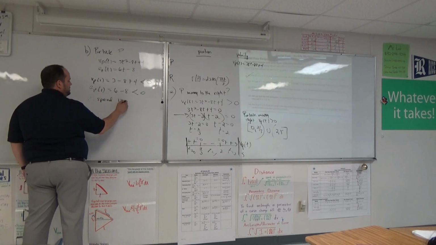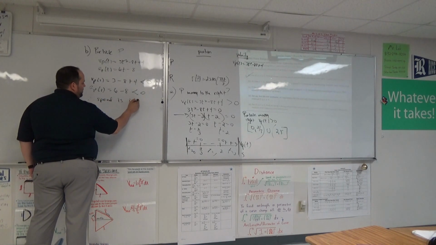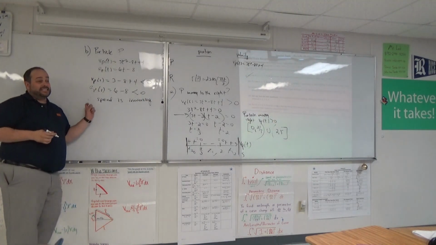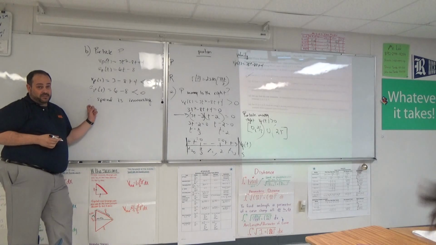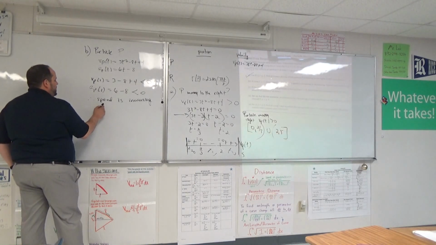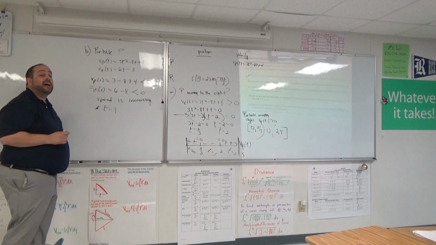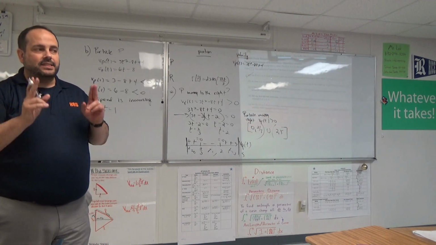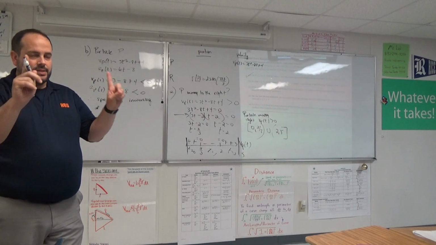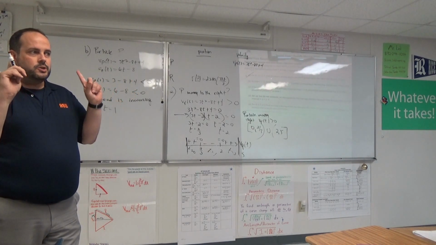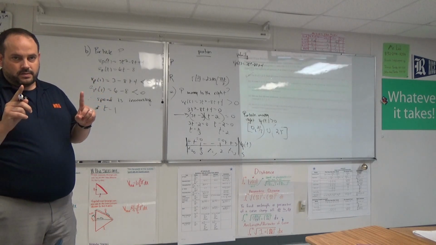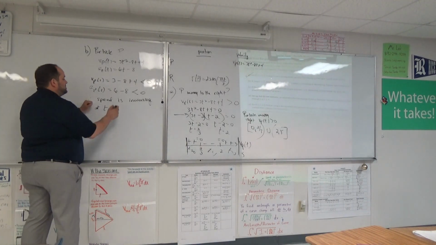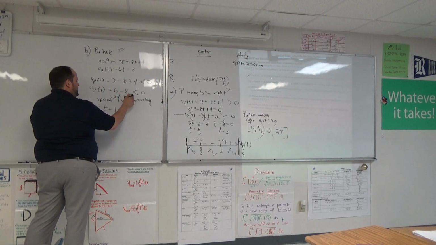Speed is, I heard increasing. Now here's the thing. This is right, but it's not right enough. Eunice? At t equals 1. You know what? Still not right enough. And the problem is, in this 2-particle world, you need to be more specific. The speed of what is increasing at t equals 1? The speed of particle P.